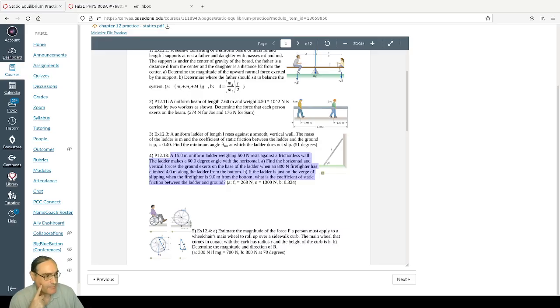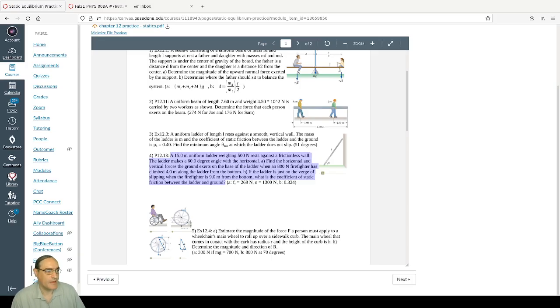Alright, a 15-meter long uniform ladder weighing 500 newtons rests against a frictionless wall. The walls are usually treated as frictionless in this case, having to deal with the normal force and how it changes and how the friction force against the wall changes. As a consequence, it gets kind of tricky. So usually the problems will leave it out. Alright, the ladder makes a 60-degree angle with the horizontal.